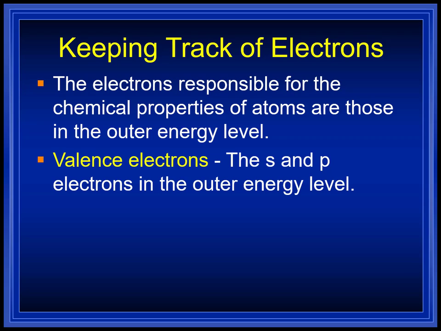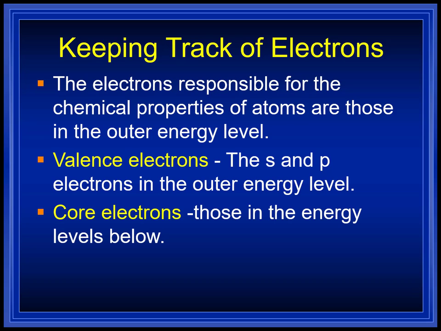I didn't just say the outer energy level, I said the S and P orbitals are where those electrons are going to be. Because the biggest number always goes in front of S and P in any electron configuration. The ones that aren't valence electrons are called the core electrons.